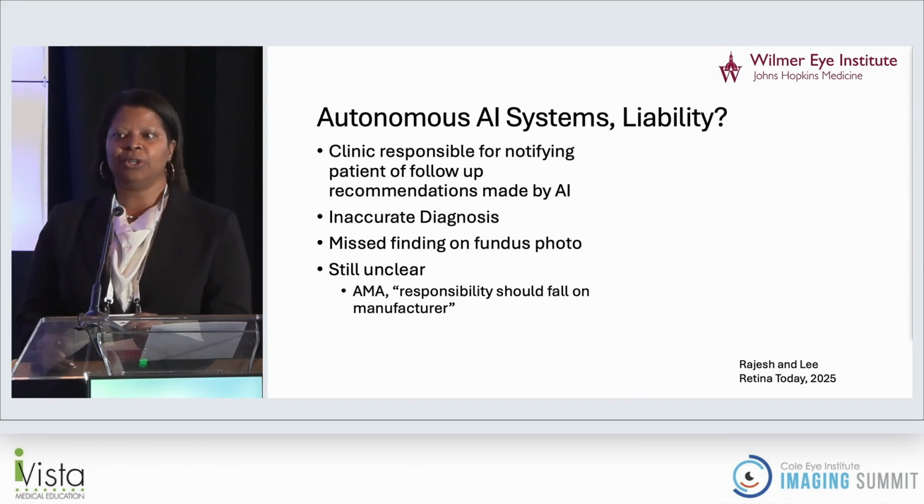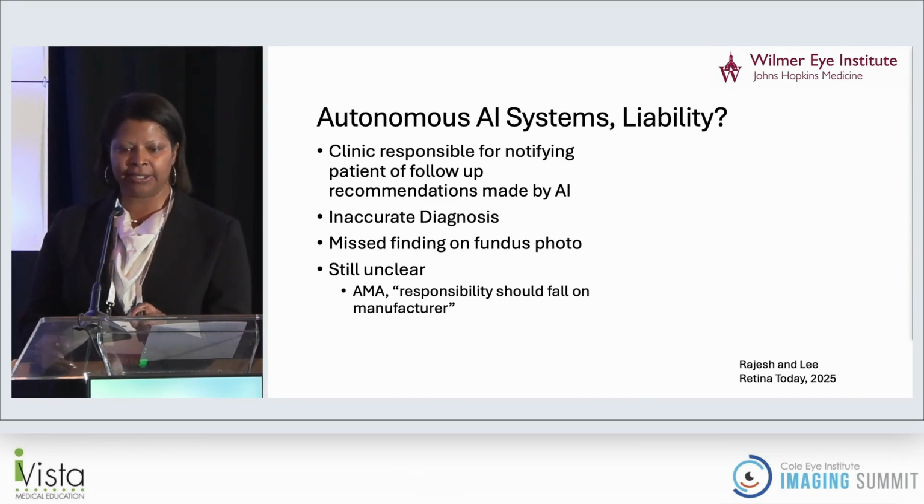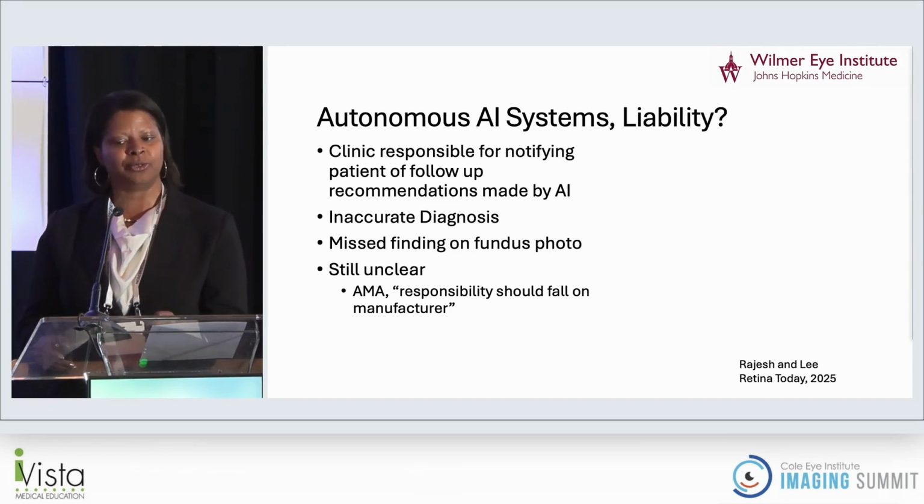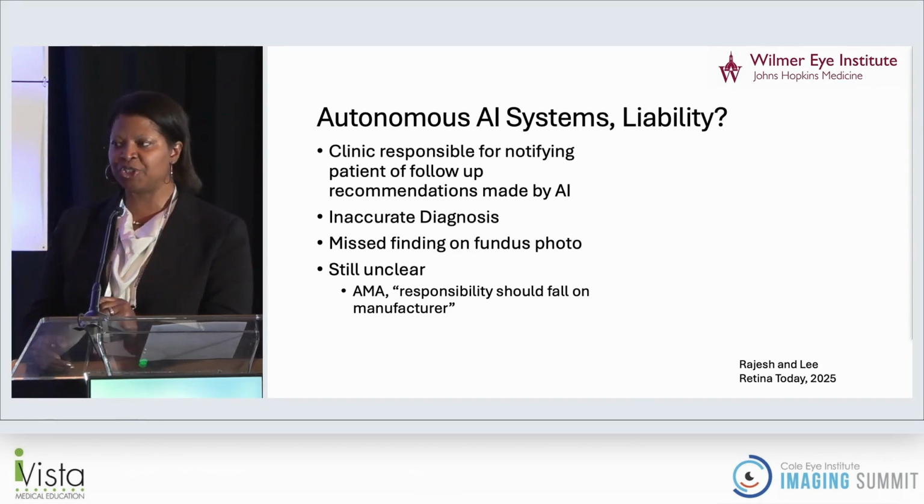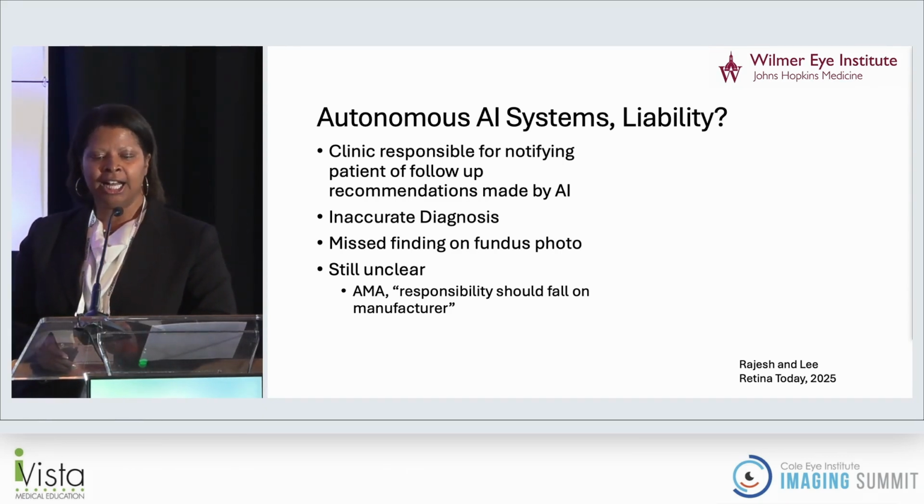So a big concern with AI systems is liability. Again, the clinic is responsible for notifying the patient of follow-up recommendations made by the AI machine. There is the risk of inaccurate diagnosis. There is a big risk or concern for maybe a missed finding on a fundus photo, and it's still unclear exactly whose liability this should be.